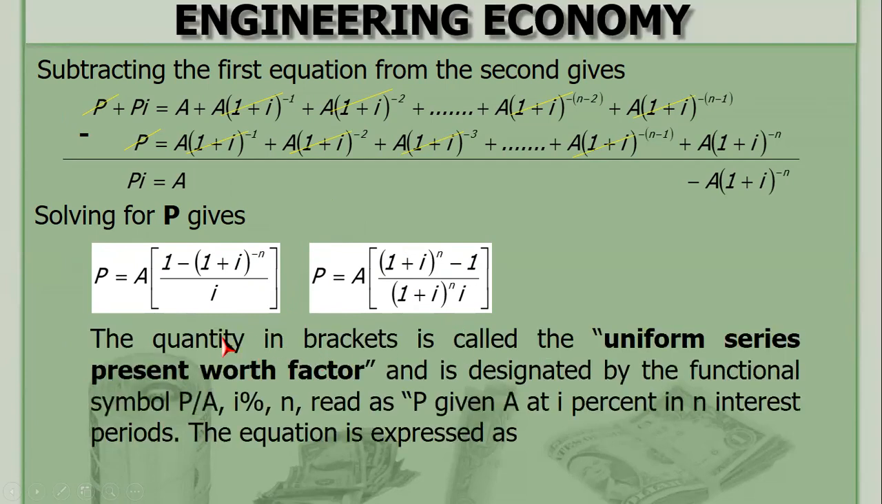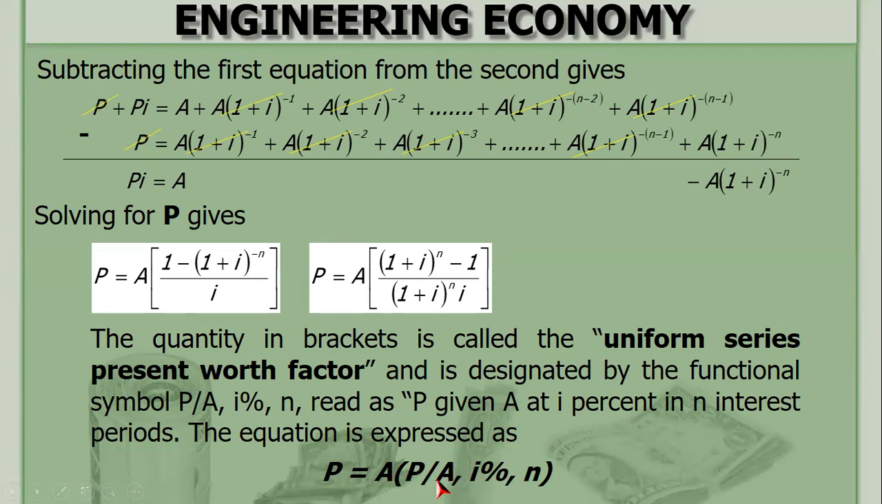Okay. The quantity in brackets is called the uniform series present worth factor and is designated by the functional symbol P slash A I percent N. Read as P given A at I% in n interest periods. So the equation is expressed as this. A times the factor, the uniform series present worth factor, P given A at I% n. So you solve for P given A.